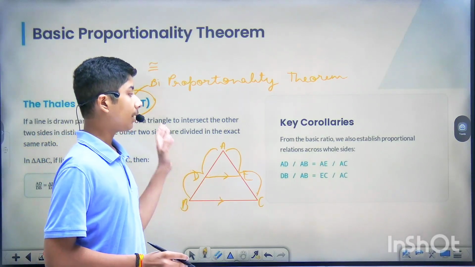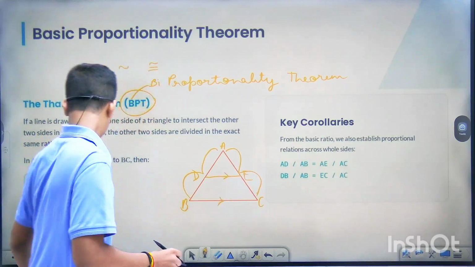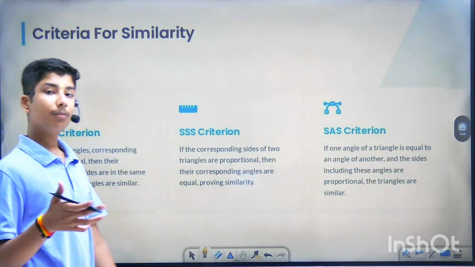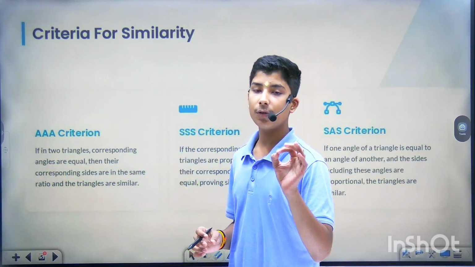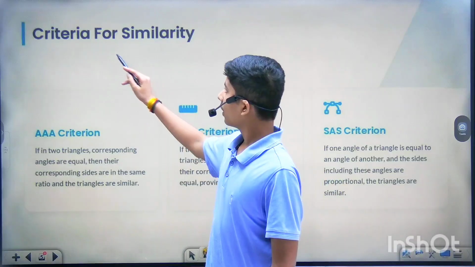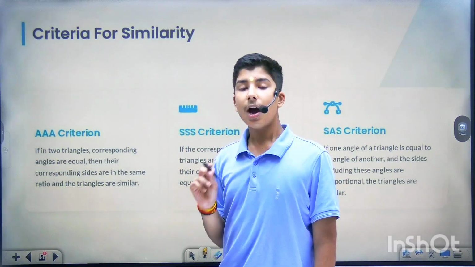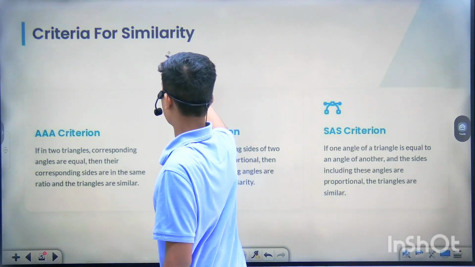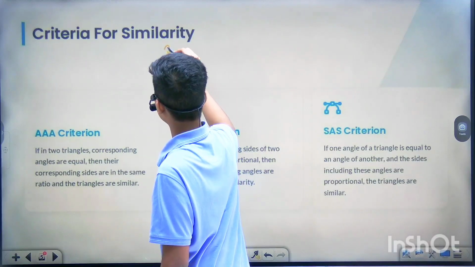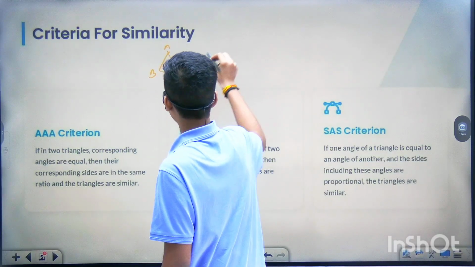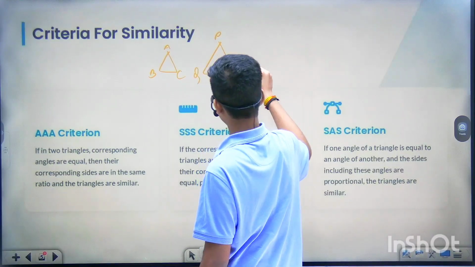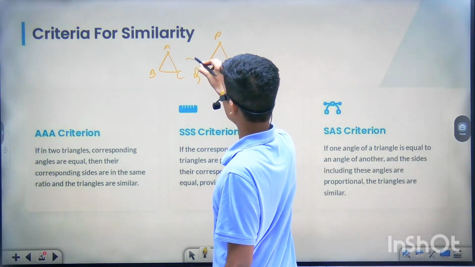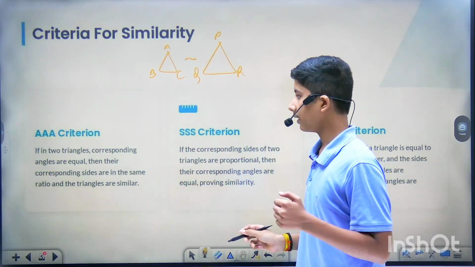Now, this was our Thales theorem. This is the most important theorem in our whole chapter and it will be continued till the end. Now, criteria for similarity. How can you say that two triangles ABC and triangle PQR are similar triangles? How can you say this?